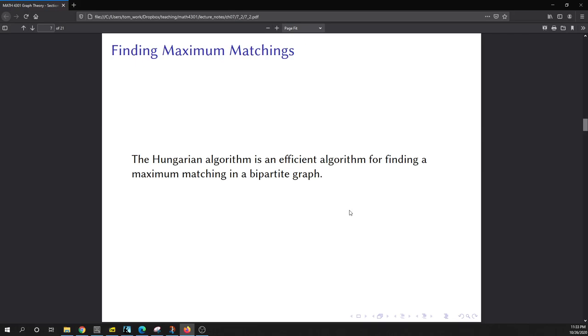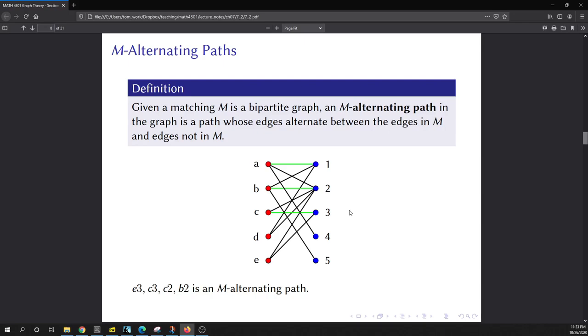All right, so we have some terminology to get through before we can get to the details of the Hungarian algorithm. So first off, given a matching M in a bipartite graph, an M alternating path in the graph is a path whose edges alternate between the edges in M and edges not in M. So here you can see we've got a bipartite graph, and the matching, right, are those edges that are colored green.